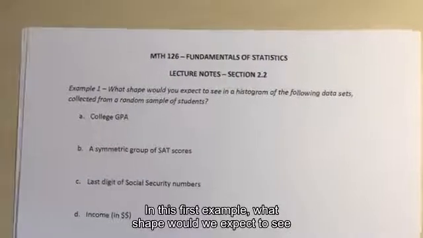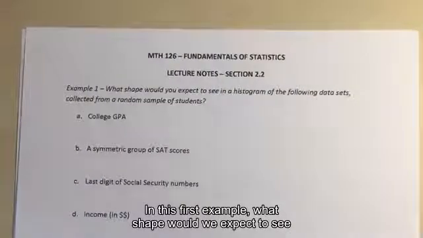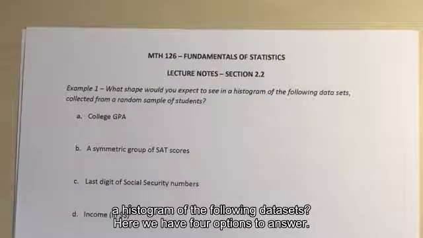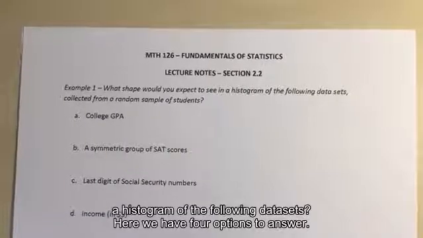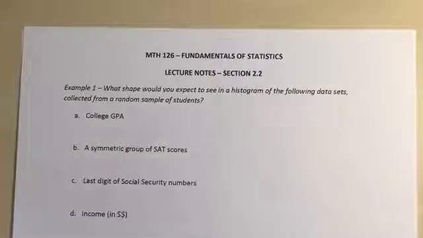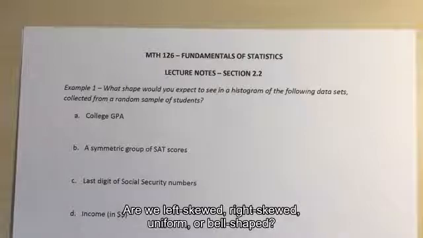So in this first example, what shape would we expect to see in a histogram of the following data sets? Here we have four options to answer. Are we left skewed, right skewed, uniform, or bell-shaped?